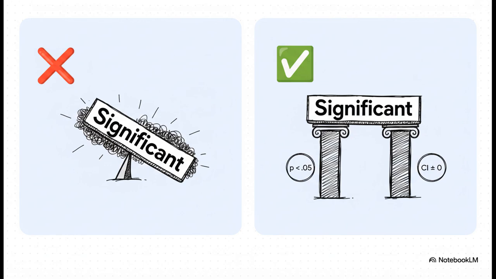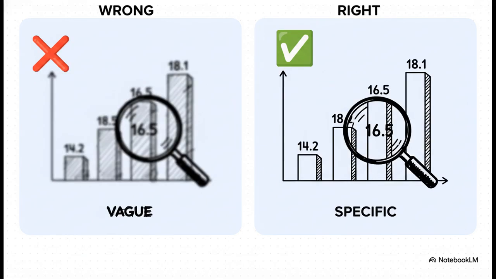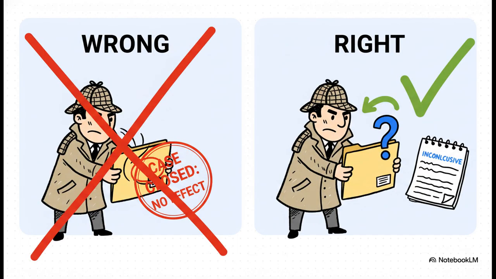Show your reasoning. Second mistake, being vague. Specificity is your absolute best friend. Don't just say one group did worse. Use the actual numbers from the table to show how much worse. And this one, oh man, this is a big one.